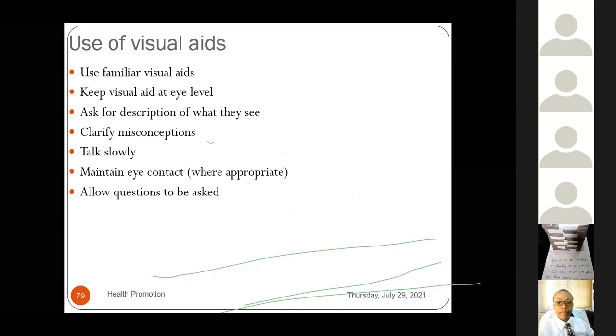Also, ask for description of what they see. When you are using audiovisual, to be sure that they have seen exactly what you have projected, ask them questions whether they will be able to tell you whatever you have projected. If they are able to tell, that means they are actually looking at what you are projecting. But if you have projected a Veronica bucket, and they are telling you that they have seen a wood, that tells you that they are not seeing what you have projected.